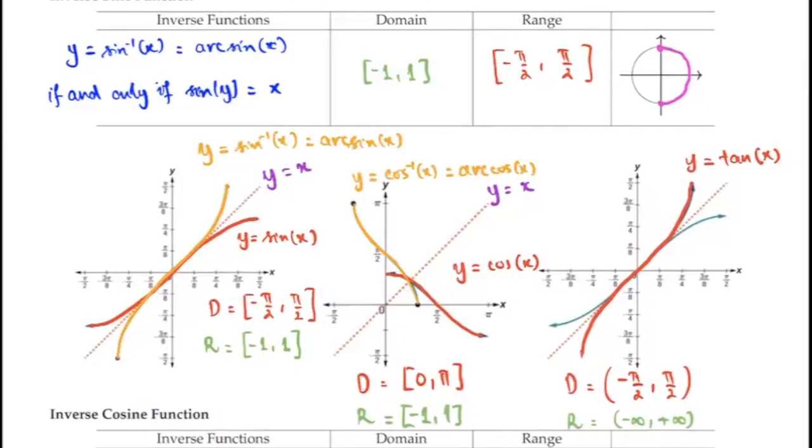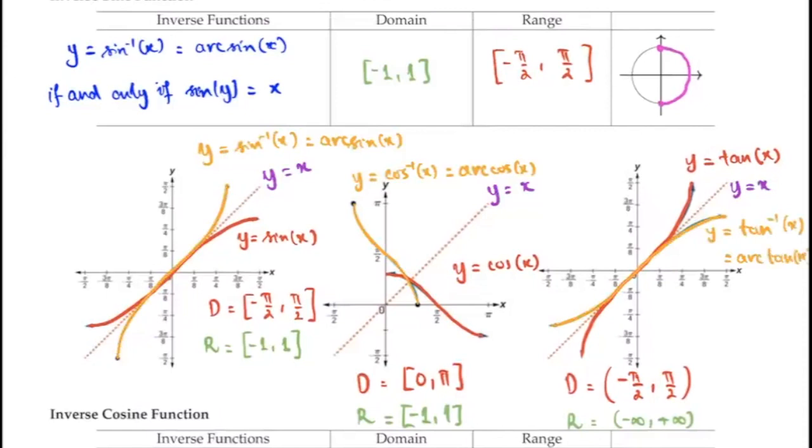Now, similarly, for the case of y equal to tangent of x, the graph of the corresponding inverse function will be symmetrical with respect to the line y equal to x, and this is the line. Okay, so this is y equal to tangent inverse of x, or arc tangent of x.